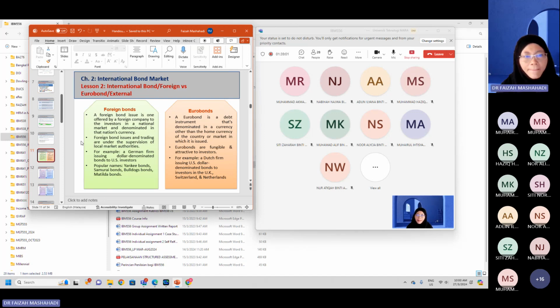Boleh nampak beza dia tak? Boleh, madam. Okay, Siti Zahara. Ya, Madam. Siti Zahara boleh beri satu contoh bulldog bonds. Bulldog bonds. Satu contoh.